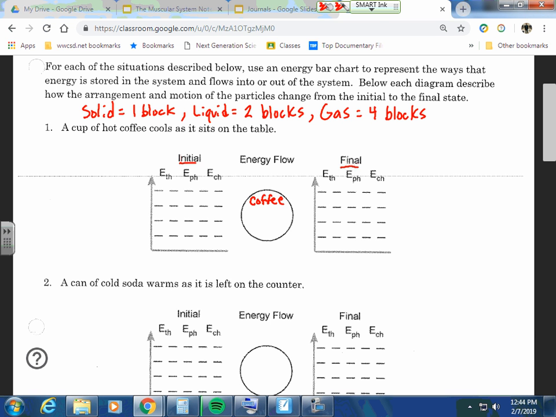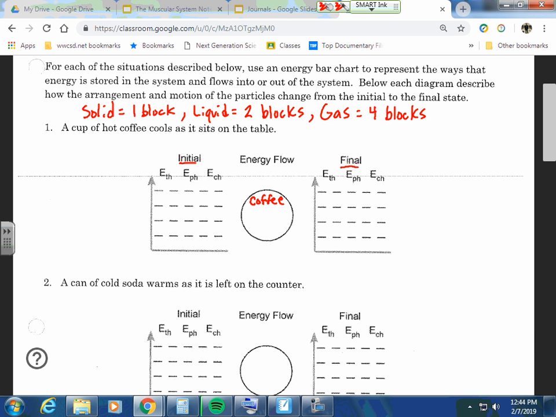So in this situation in number 1, is there any kind of phase change? A cup of hot coffee cools as it sits on the table. So does the coffee change phase? Okay? It doesn't say anything about the coffee cooling to the point where it freezes or anything like that. So this is what I'm going to do. I'm going to show that coffee at the beginning is a liquid and at the end is still a liquid. And a liquid is 2 blocks.